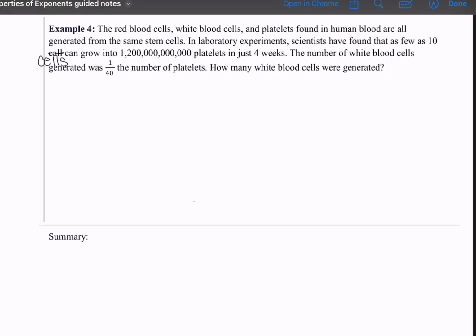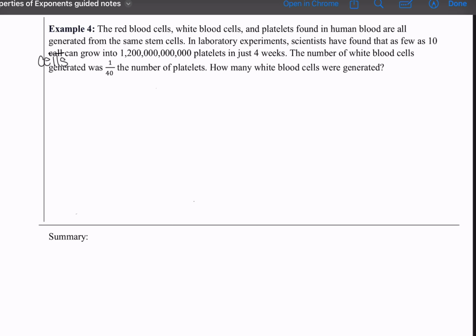Example 4 is a problem from the medical or the health industry. So we are talking about the different types of cells and platelets. There is a typo you can see on the third line down. I've crossed off "call" and put "cells" there. So there are red blood cells, white blood cells, and platelets found in the human blood, and they're all generated from the same stem cells.